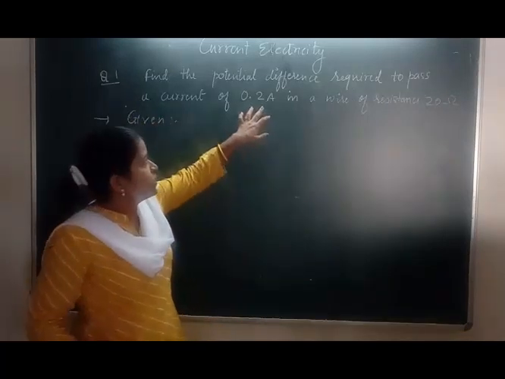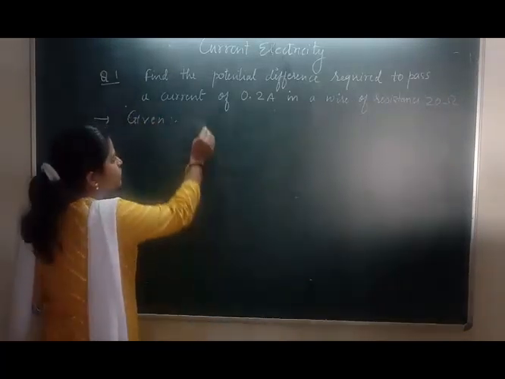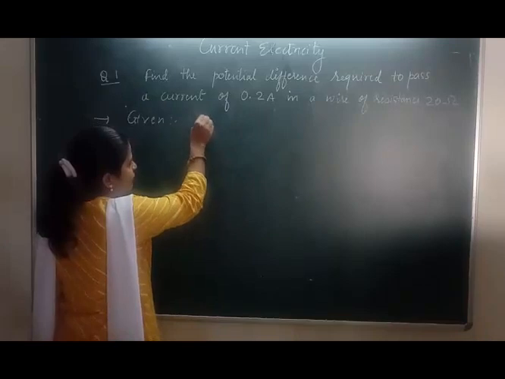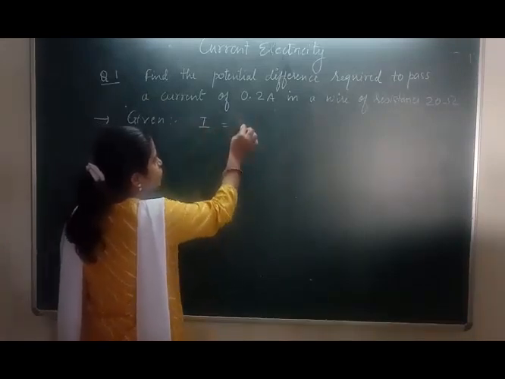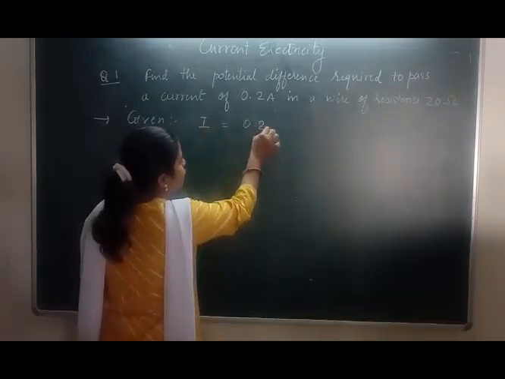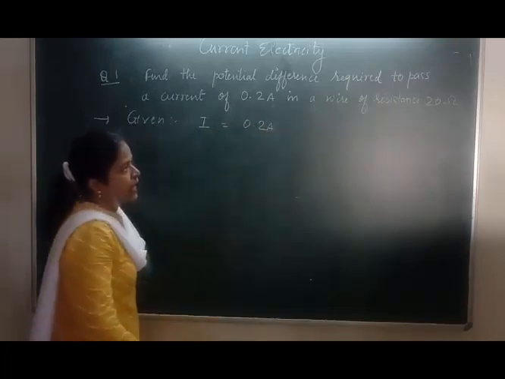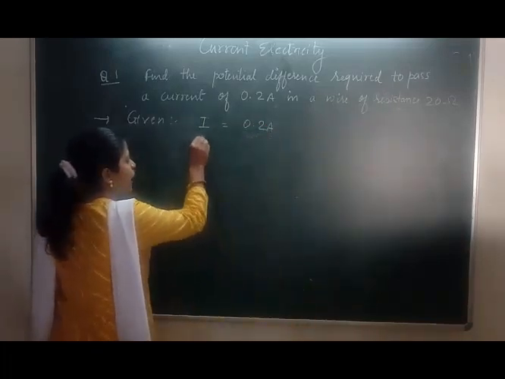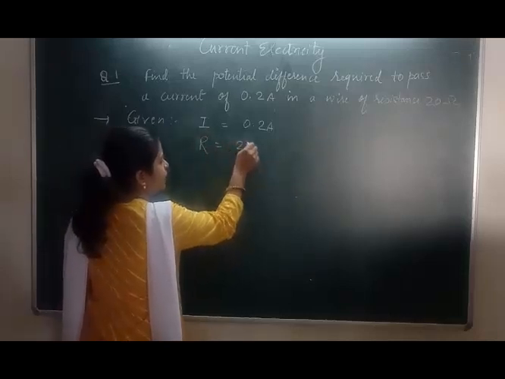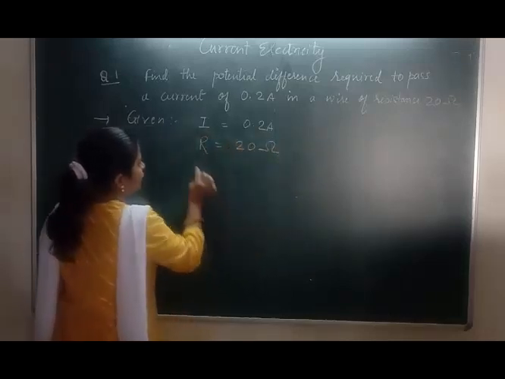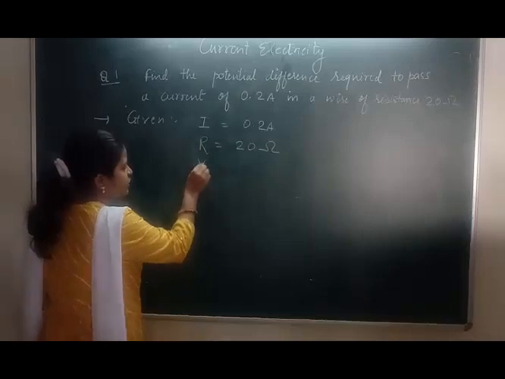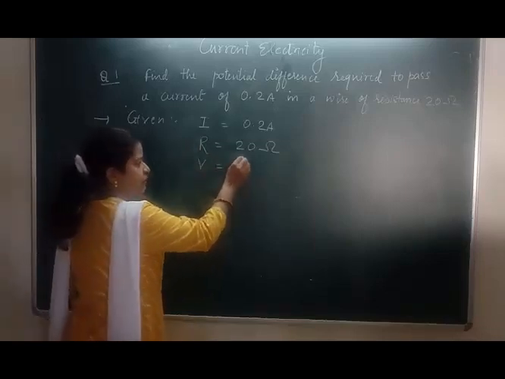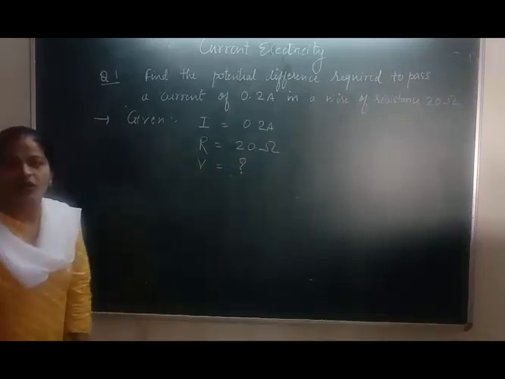So in this question, current value is given. We will denote the current value with an alphabet I. I is equal to 0.2 ampere. And the resistance is given 20 ohm. So R is equal to 20 ohm. We have to find the potential difference which has been denoted by a letter V. Put the question mark over here.